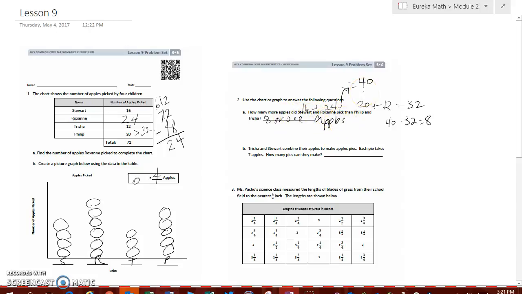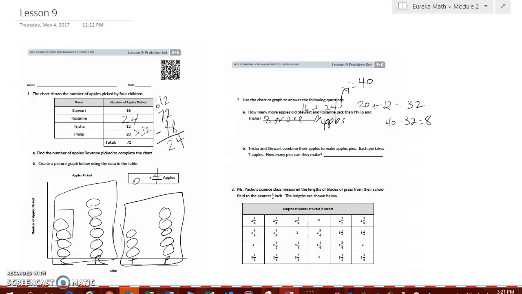Another way to think about it would be to look at the graph and figure out, well, how many more circles did Stuart and Roxanne have compared to the other two? So here's Stuart and Roxanne. Here's Trisha and Philip. Well, they had 5, 6, 7, 8 total, and these two had 6, 7, 8. They had 2 extra, and if each one is worth 4, this would be 4, 8. That's a different way to get to the 8. Okay?